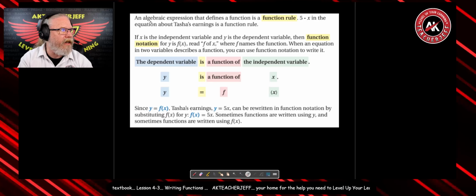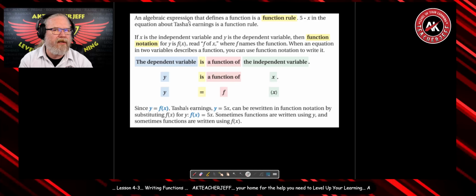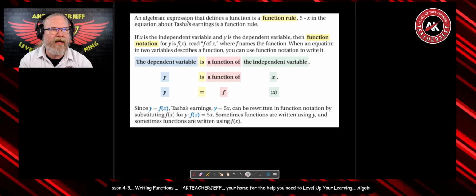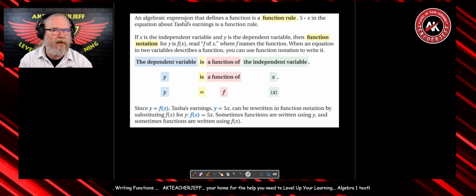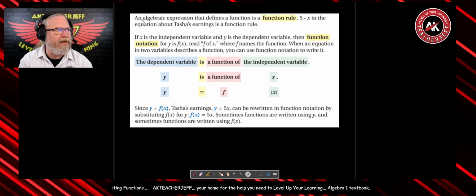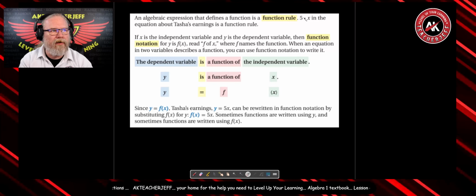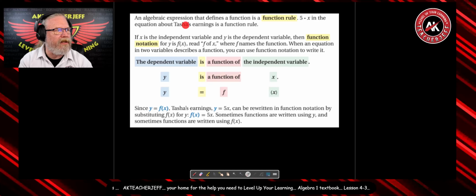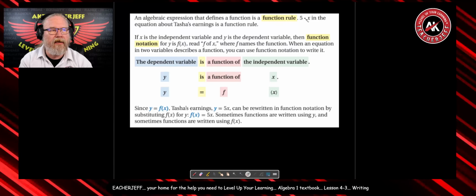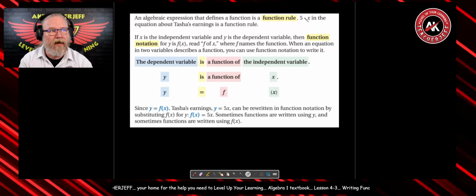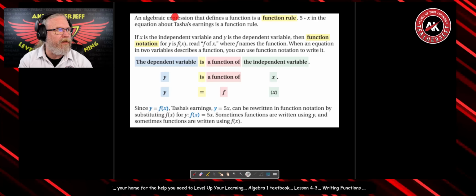Let's look at the next slide here. An algebraic expression, remember what an algebraic expression is? Think back to vocabulary, like 5x plus 2. It's an expression, it has an operation sign, numbers, variables. That's what would make it algebraic. So an algebraic expression that defines a function is a function rule. 5 times x in the equation about Tasha's earnings, well, that is a function rule. 5 times x, or 5x, and it does have an operation in there, right? Multiplication, so 5x would be an algebraic expression.